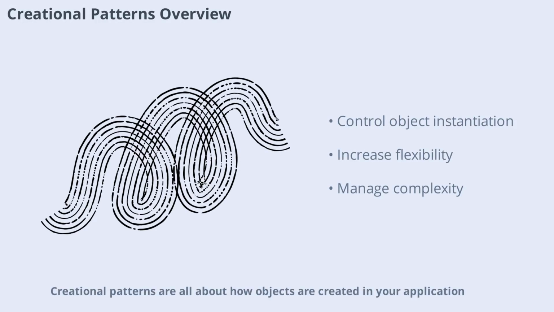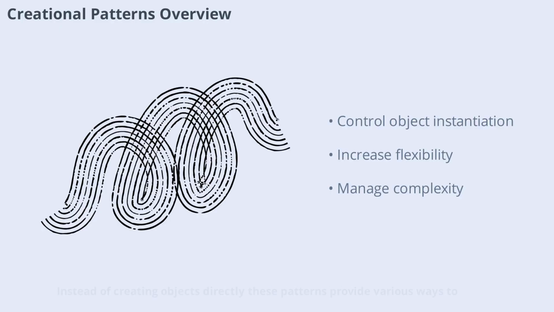Creational patterns are all about how objects are created in your application. They help you control object instantiation, making your code more flexible and efficient. Instead of creating objects directly, these patterns provide various ways to create objects that suit different scenarios. This is especially useful when your codebase grows and you need to manage complex object creation logic. Let's take a closer look at the most common creational patterns used in Java, starting with the Singleton pattern.